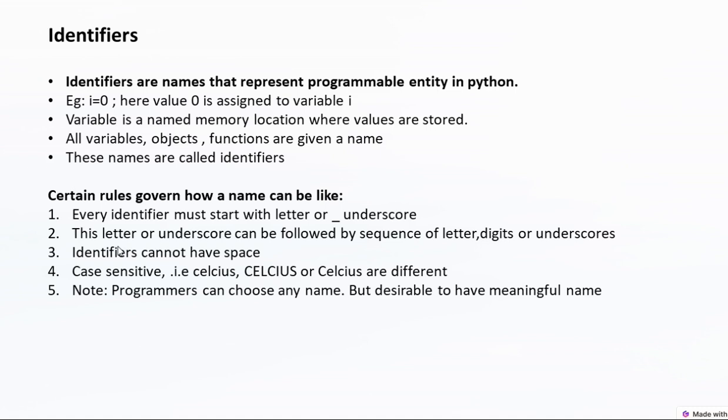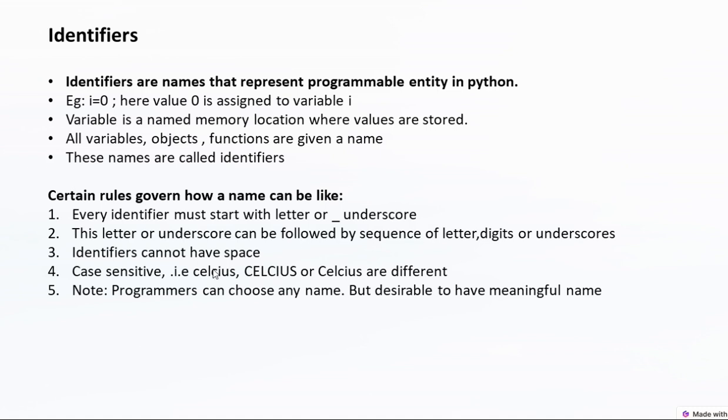The first rule is every identifier must start with a letter. That means you must have only alphabetical characters, or it can start with an underscore. That is also allowed. Now this letter and underscore can next be followed by letters, digits or underscores. And remember, you cannot have an identifier with a space. I cannot have a variable called I space J. I cannot have it like that. Identifiers have to be continuous. You cannot have a space in the identifier.